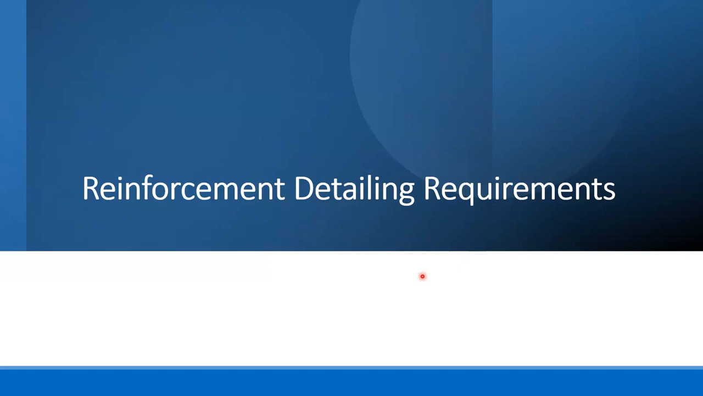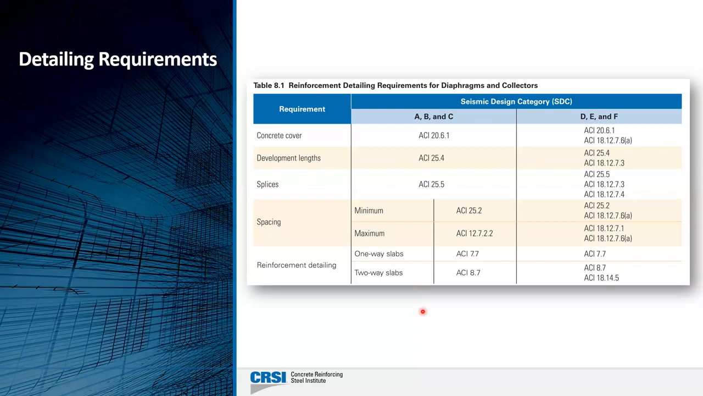Okay, reinforcement detailing requirements. What we did in the design guide is summarize in one table, specifically Table 8.1, all of the reinforcement detailing requirements for diaphragms and collectors based on seismic design category. So you see we can break it up into seismic design categories A through C and D through F. And for those of you who use ACI 318 all the time, I'm sure you'll agree that even after the reorganization, the requirements are all over the place.